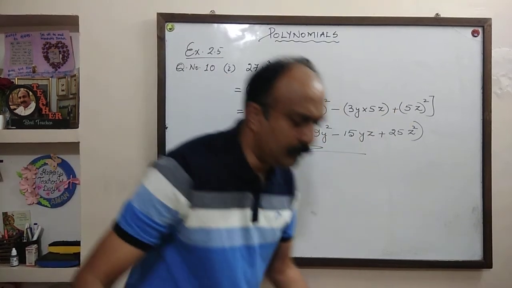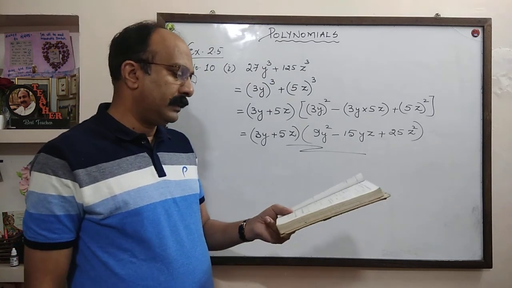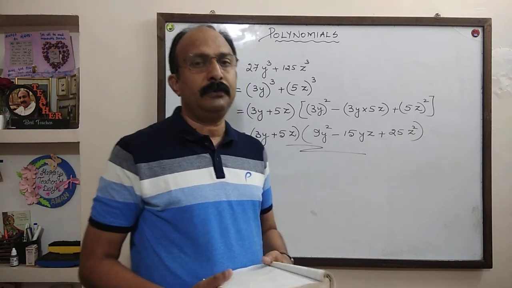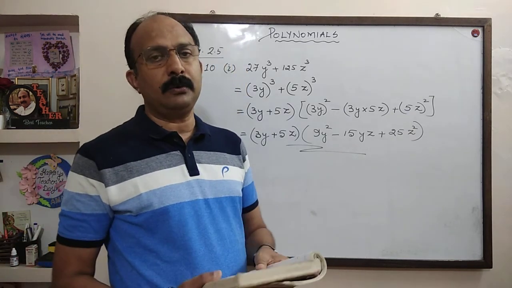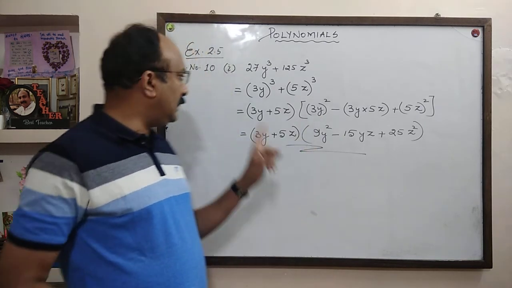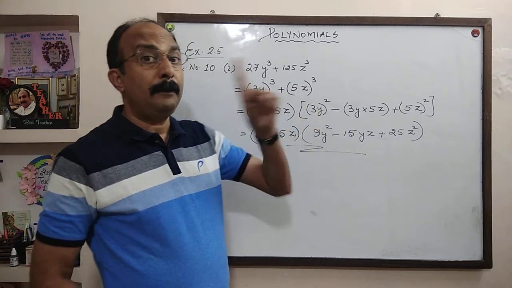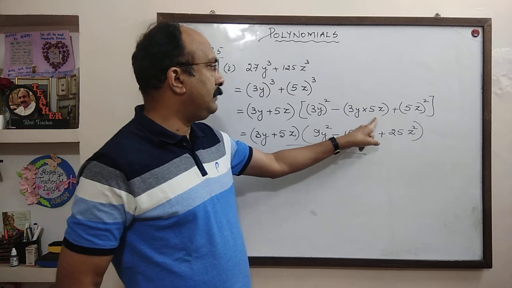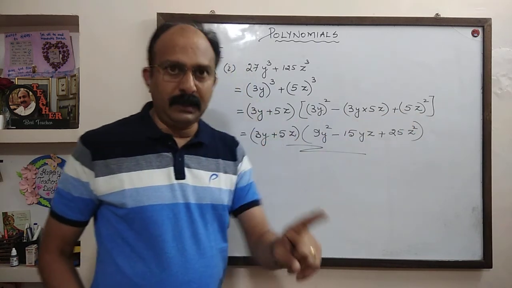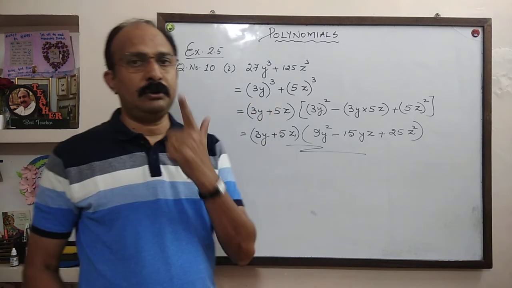So question number 2 is 64n cube minus 343n cube, which is in the form of a cube minus b cube. And what is a cube minus b cube? A minus b into a square plus ab plus b square. So in the second bracket all the three will remain plus. In the first bracket this sign will be minus. So do it as homework.